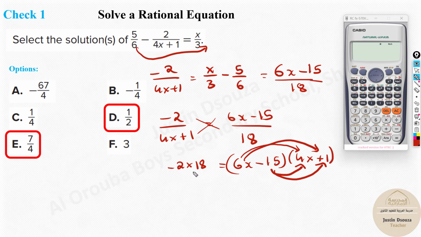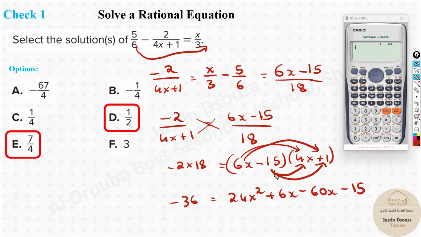Okay. So the left side will be 18 times 2, that will be 36, but the minus sign is over here. It is equal to 6 times 4 is 24x squared, plus 6x, minus 4 times 15 will be 60x, minus 60, and minus 15. What did I do over here? I just multiplied 6x times 4x, 24x squared. 6 times 1 is 6x, minus 15 times 4x is minus 60x, and minus 15.